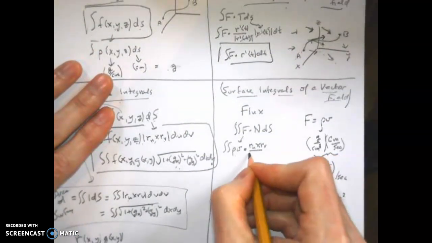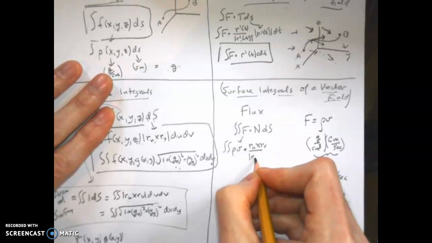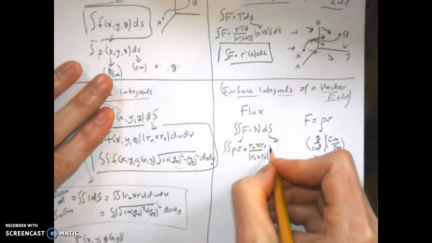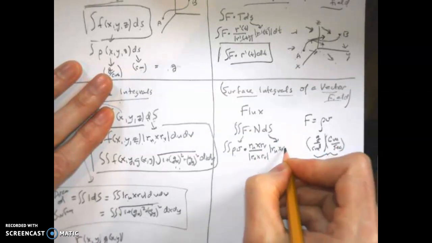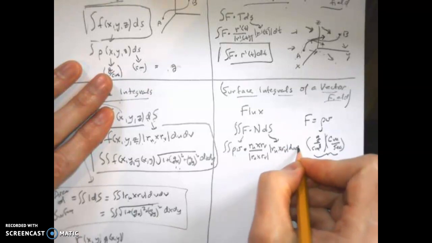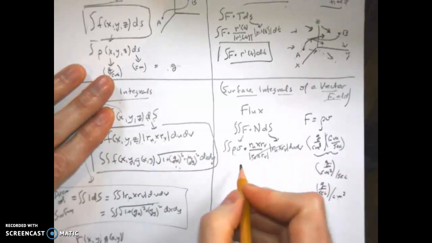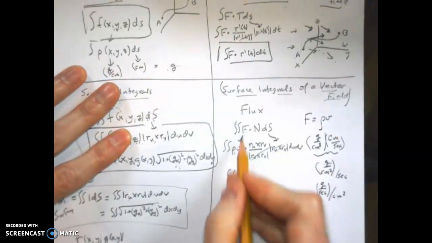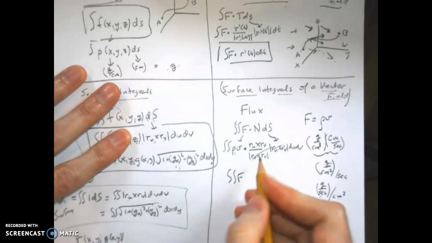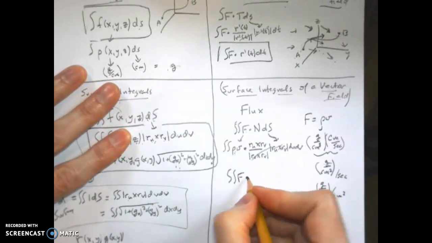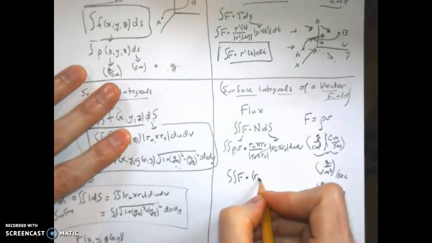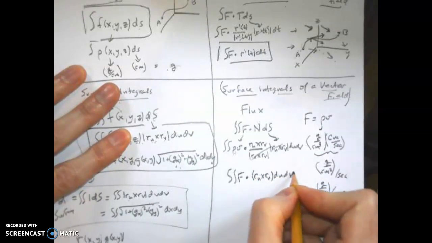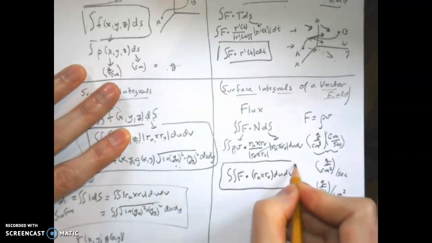To make a unit normal, you divide by the magnitude of r_u crossed with r_v. And then remember what the dS is: that's the magnitude of r_u crossed with r_v, du dv. These cancel in the simplified version of flux. It's the double integral of this thing. I'm going to go back to calling it F because that's more general than one specific scenario. You're going to take your F and dot it with r_u cross r_v, du dv. That's how you calculate flux.